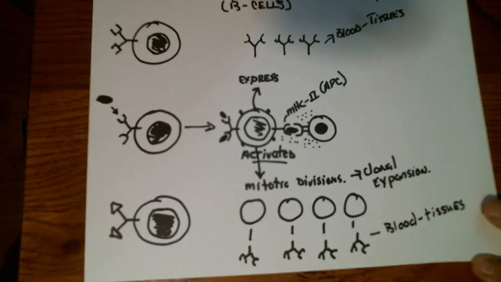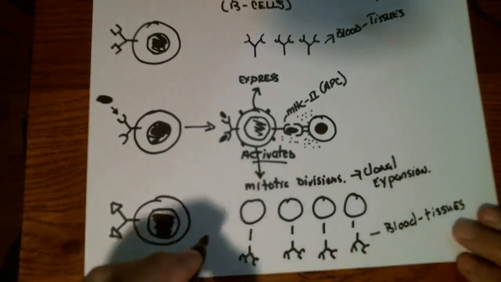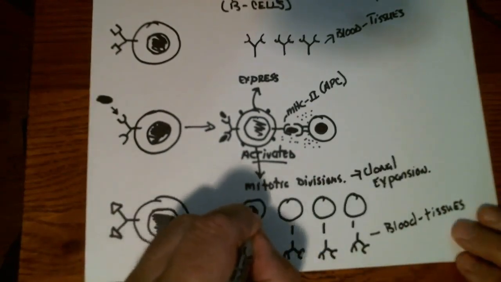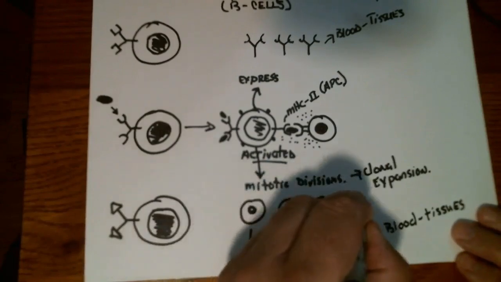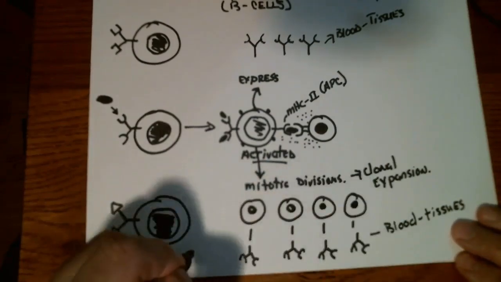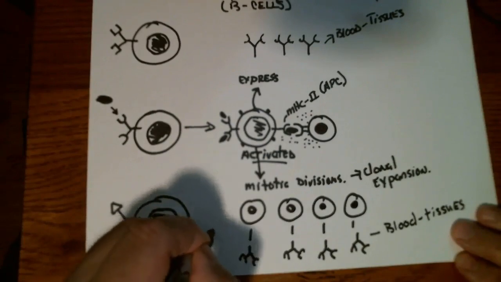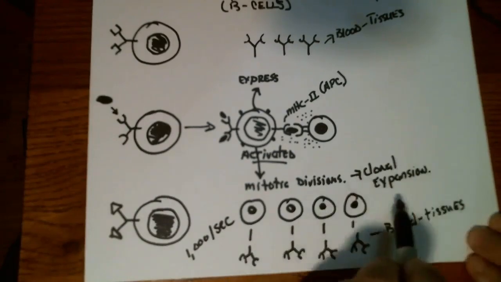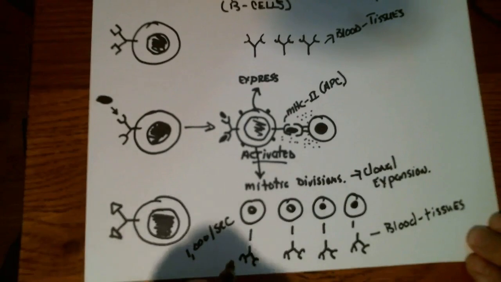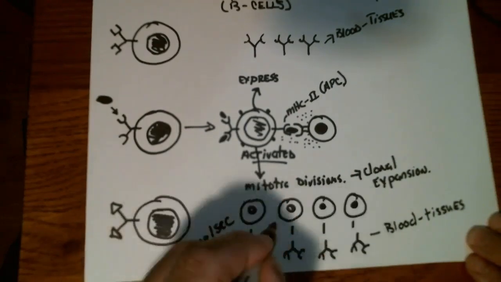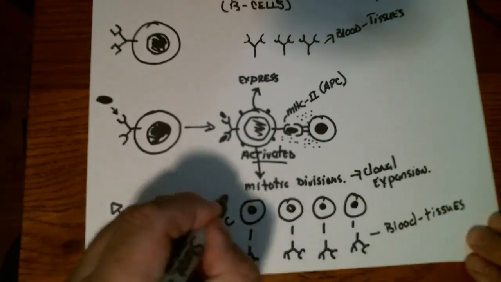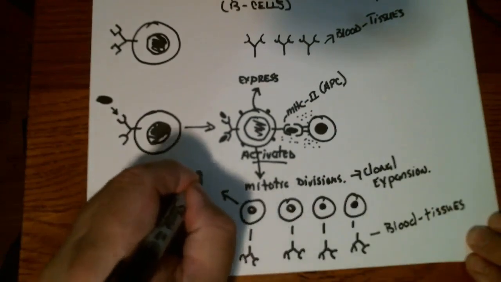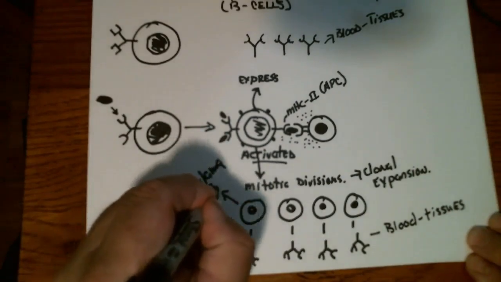Okay. Now, with this clonal expansion, these new B cells will be able to produce antibodies at the rate of about 1,000 per second. So the amount of antibody, once this clonal expansion occurs, will go up very, very rapidly. These cells that produce the antibodies we refer to as plasma cells.